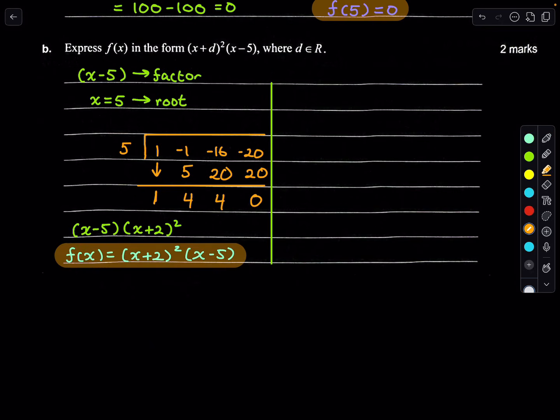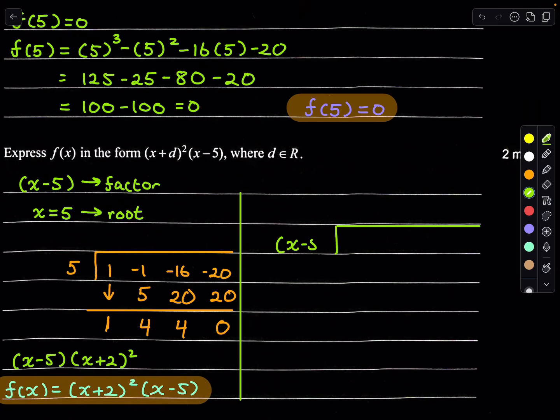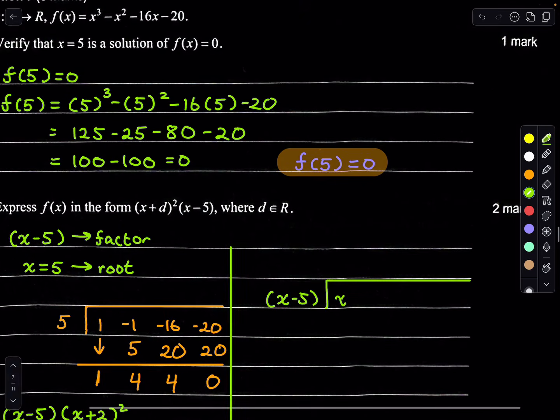Of course, you can use long division. Long division works by this. It's kind of the same table in this case. But what we do here is we put the factor. You know how the factor in this case is x minus 5. And then you put the whole equation in it. So x to the power 3 minus x squared minus 16x minus 20.